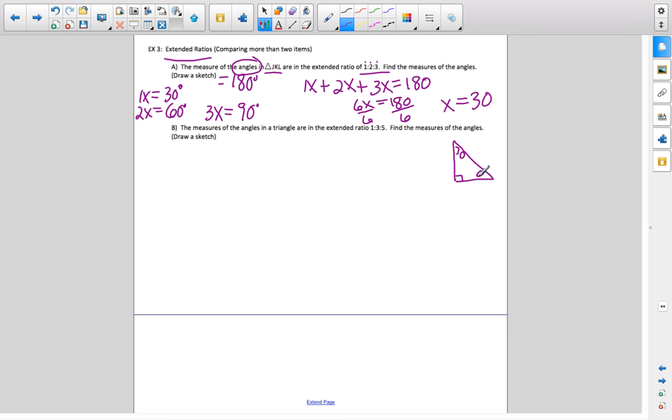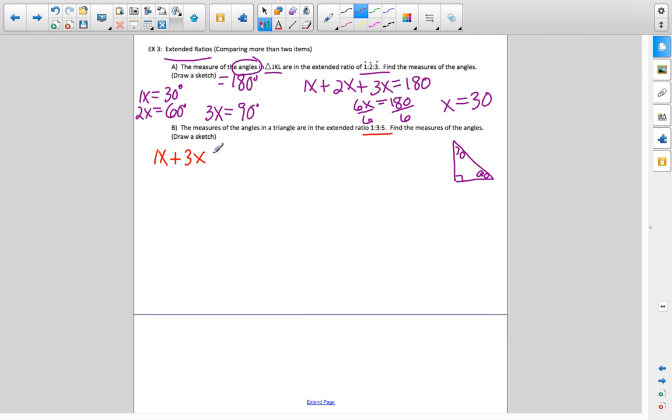Okay, let's go on to the next one. I'll change color so we can see the difference here. Very similar problem. The measures of the angles of the triangle are in the extended ratio of 1 to 3 to 5 this time. So I know that 1 times a number plus 3 times that same number plus 5 times that same number all will add up to 180 degrees.